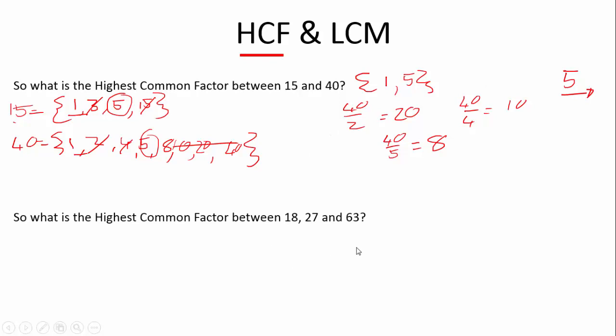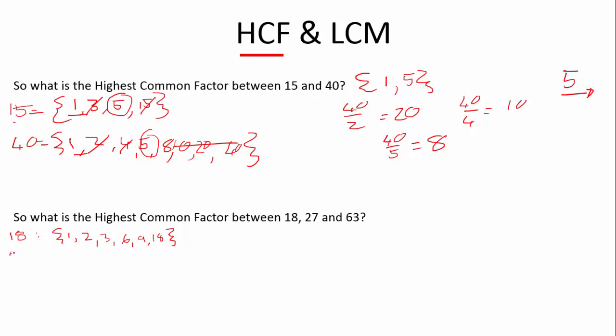So what is the highest common factor between 18, 27, and 63? Okay, so what are the factors of 18? Let's try that. The factors of 18 are 1, 2, and 9. So we know there's 18. We know there's 9. Is there 3? Oh, there is. There's a 3 and a 6. Is there 4? Is there 5? No. So it's just that.